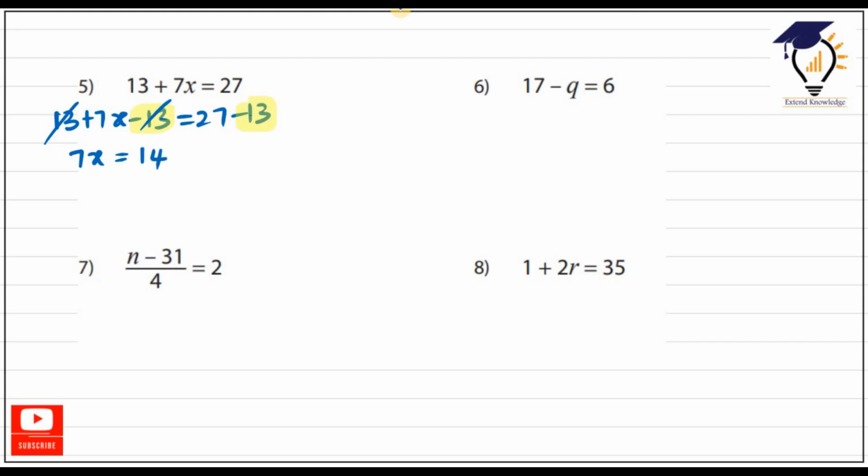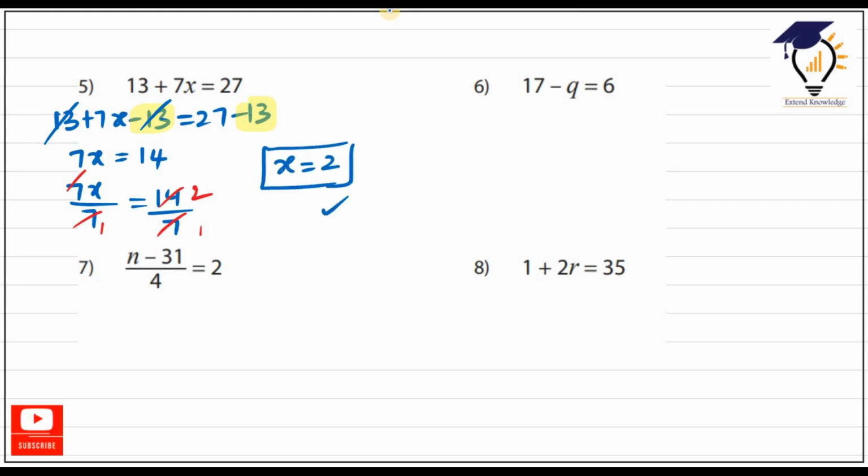14, I got it. And the next step, I am dividing with 7 on either side. 14 over 7. So we can strike off 7 times 1 is 7 and 7 times 2 is 14. So x is equal to 2 has remained. x is equal to 2 is the solution of this equation.